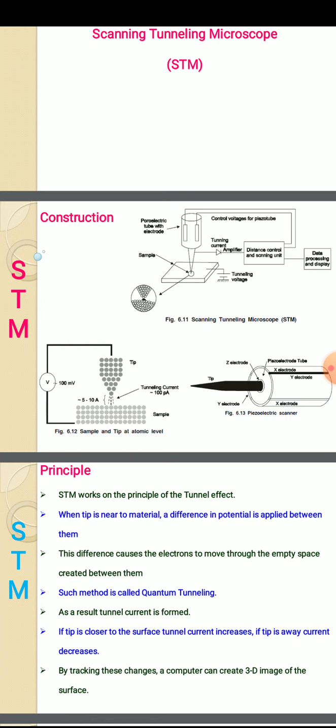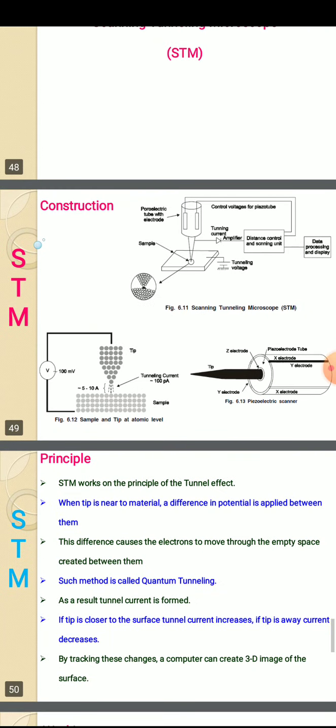See, this STM is working under the principle of the tunneling effect. When the tip is moving on the surface of the sample, in between that electrode and sample, a tunneling current is produced. That tunneling current is weak, so it should be amplified by the amplifier. After amplification, it is fed to the control unit.